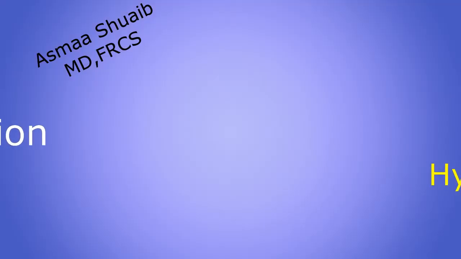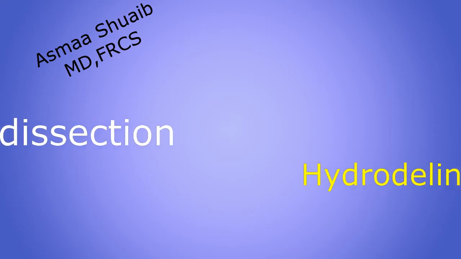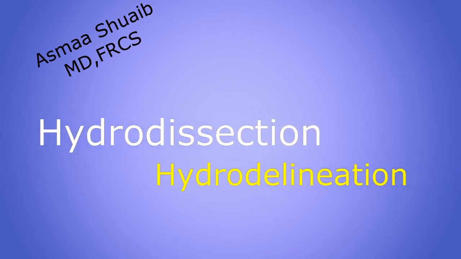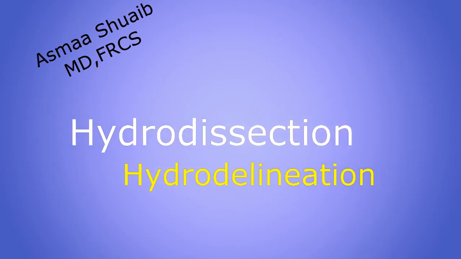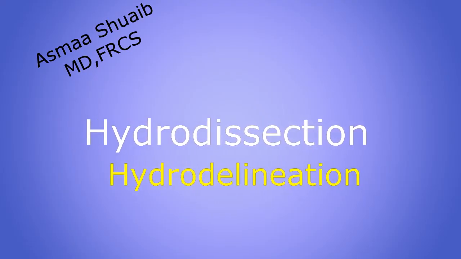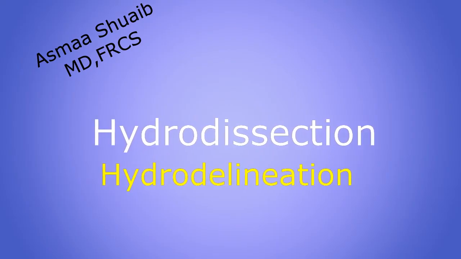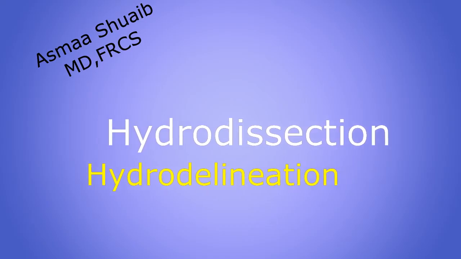So, hydrodissection is separating the lens capsule from the lens matter by injecting fluid in between until you can see a posterior wave. And hydrodelineation is the process of separating the epinucleus from the nucleus by injecting fluid in between until a golden ring is seen.